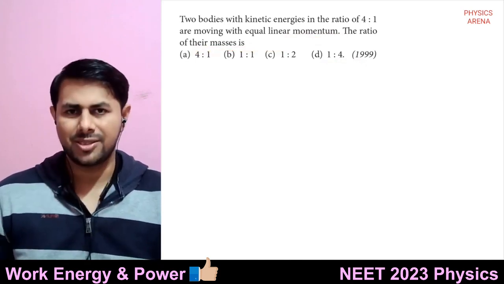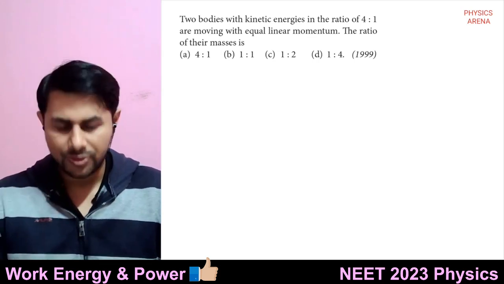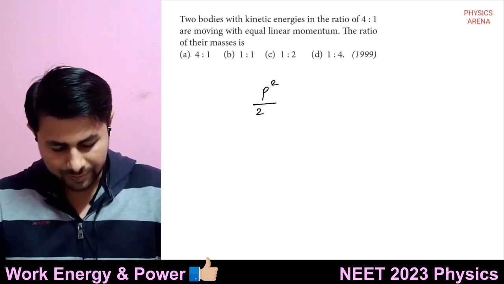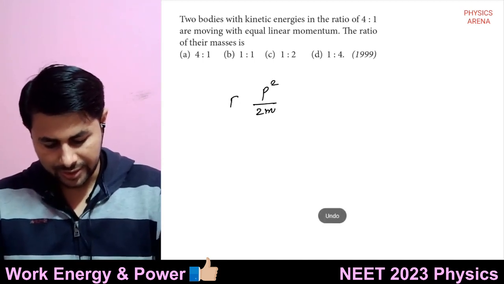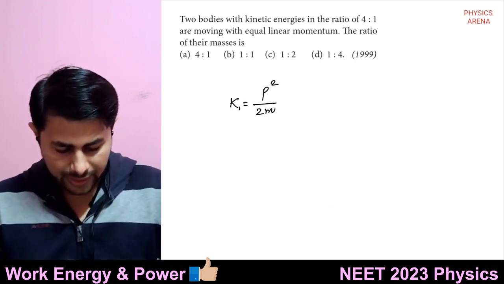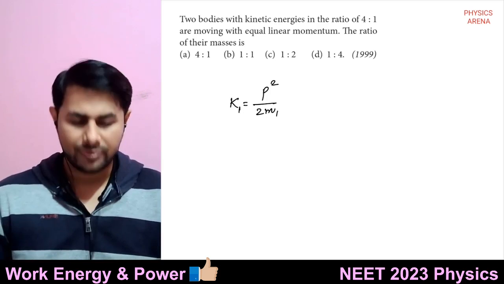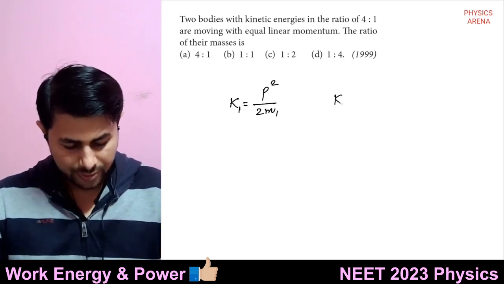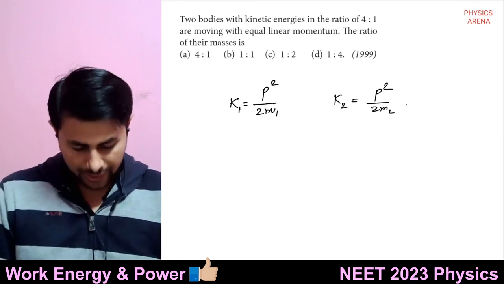Okay, so momentum is given. That means you will use which formula? You will use p square upon 2m. So this is kinetic energy, or I can write K. Generally I use K only. So K1 equals p square upon 2m1, K2 equals p square upon 2m2, right?